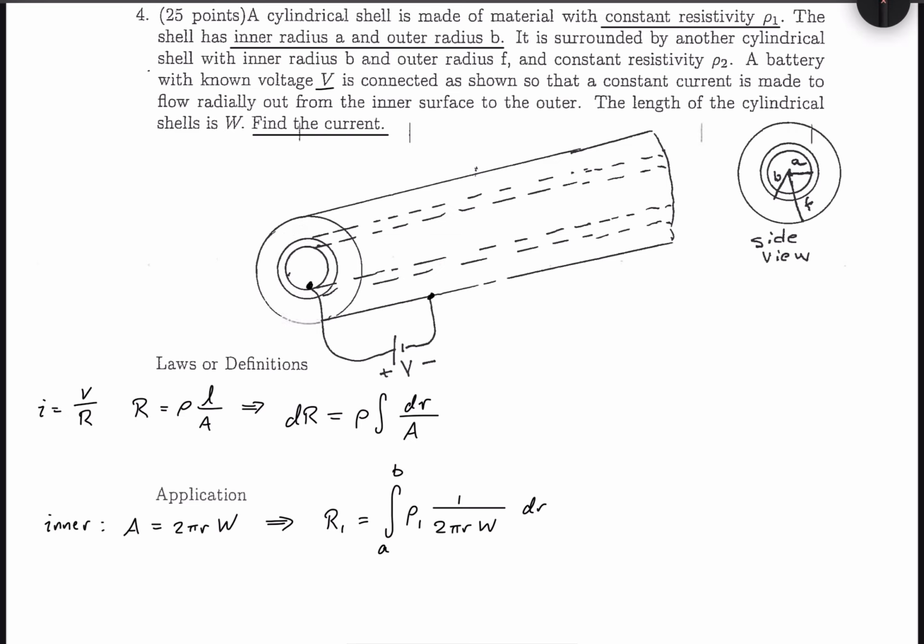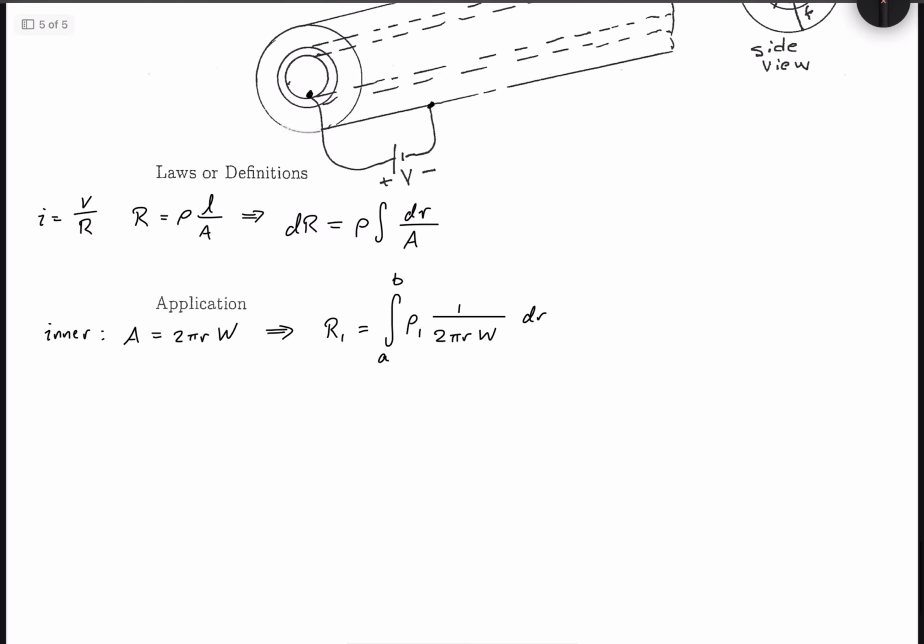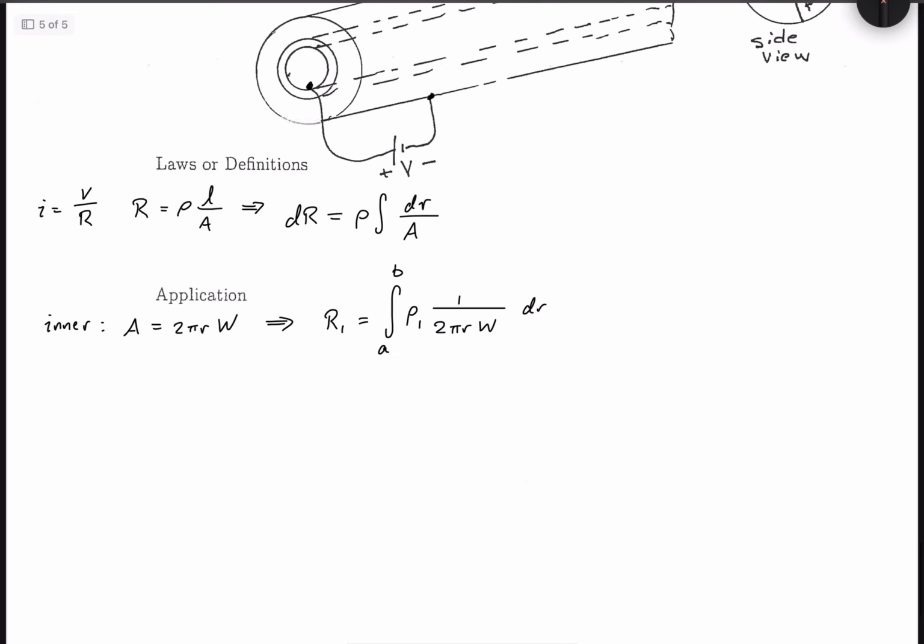Right. So then what we want to do is just integrate this. And that would be rho 1 times 1 over 2 pi w times, and since we're doing 1 over r, that's going to become ln b over a. Correct? But also that could just be written as ln b minus ln a. Correct. Which, again, equivalently is ln b over a.